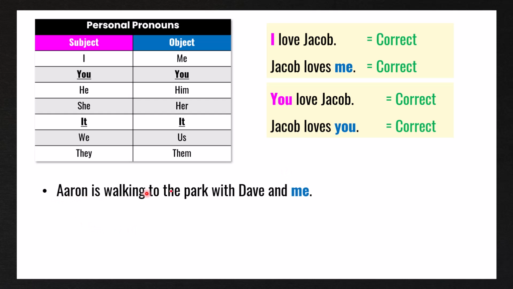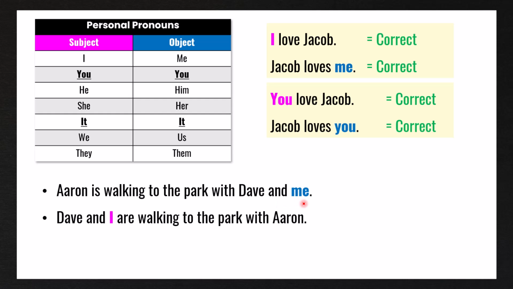Aaron is walking to the park with Dave and me. Dave and I are walking to the park with Aaron. Again, you can see how this sentence can change depending on who is the subject of the sentence.